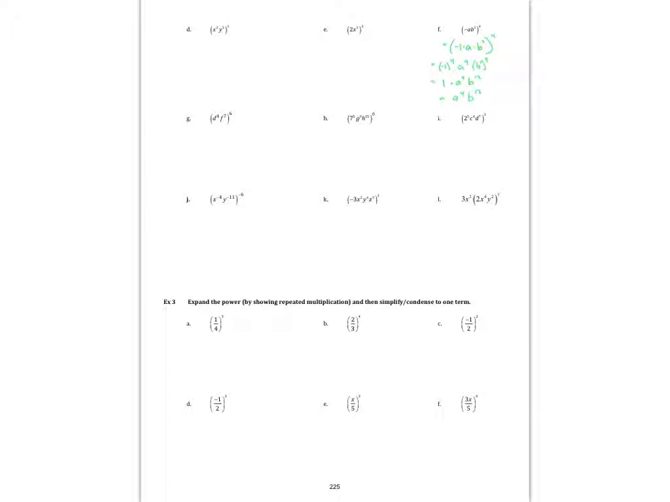I showed a little bit more work than you probably would as you get better at these. When you see a negative to an even power, you just know it's going to be positive. Then you could go right to a to the fourth, and b to the 12th. So eventually, you could get straight to this answer.